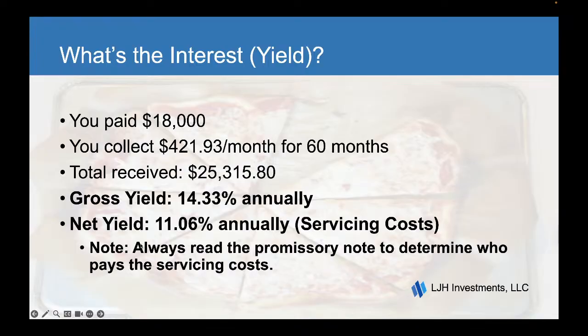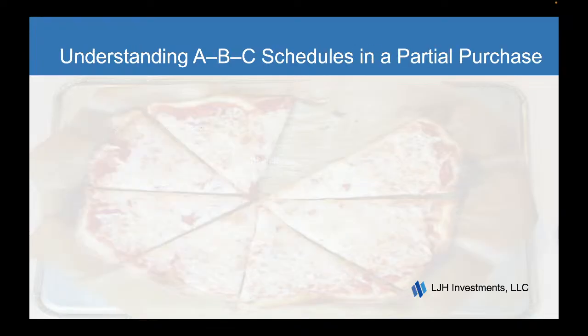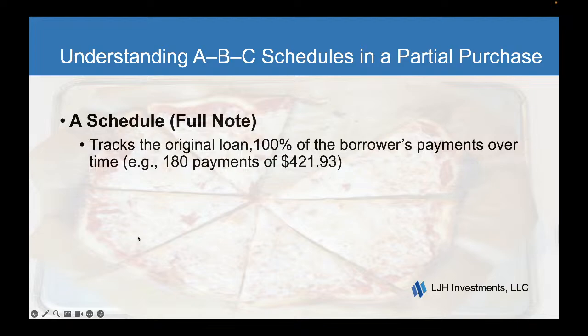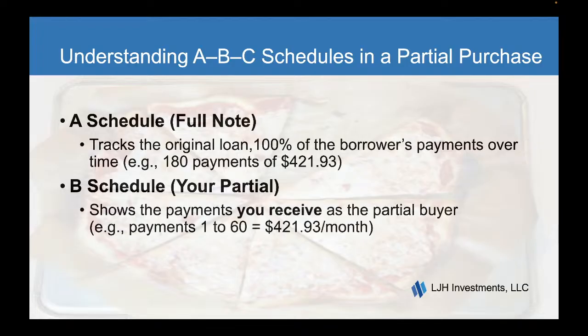And like I said in my note, please always read the promissory note to determine who pays the servicing cost. With these partials, you're going to have what's known as an A schedule, a B schedule, and a C schedule. The A schedule tracks the original loan, 100% of the borrower's payment over time, 180 payments of principal and interest, $421.93. The Schedule B is your partial.